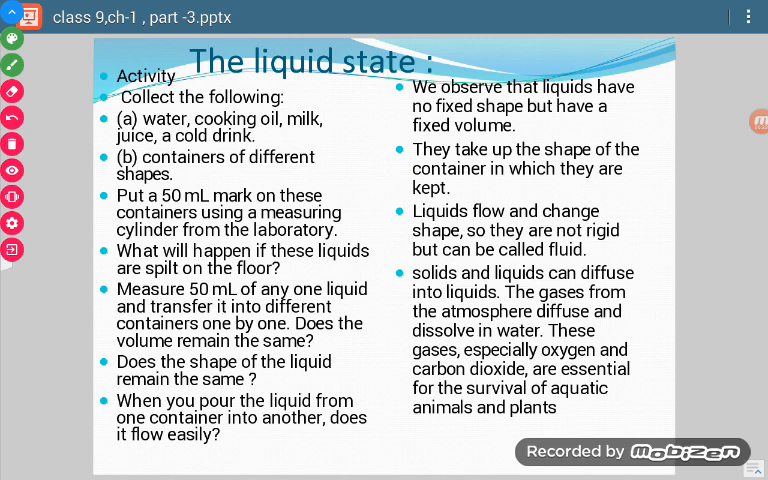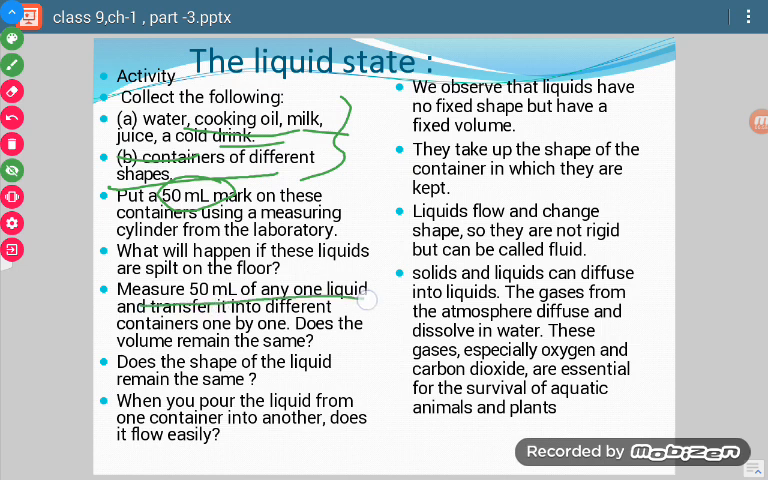Now for the liquid state, we will discuss its properties by one activity. Collect the following. We will take water, cooking oil, milk, juice, cold drink, and we will take containers of different shapes. Now we will measure 50 ml of each thing, and then we will put it in the different jars. So what property will we see?